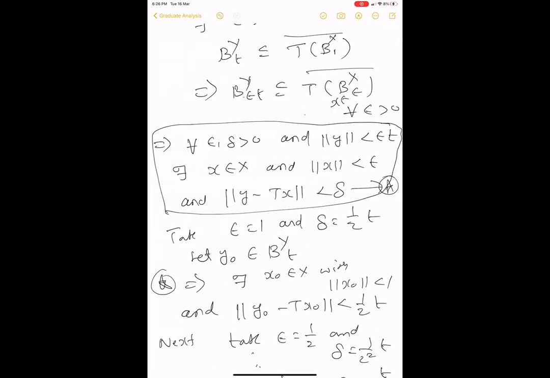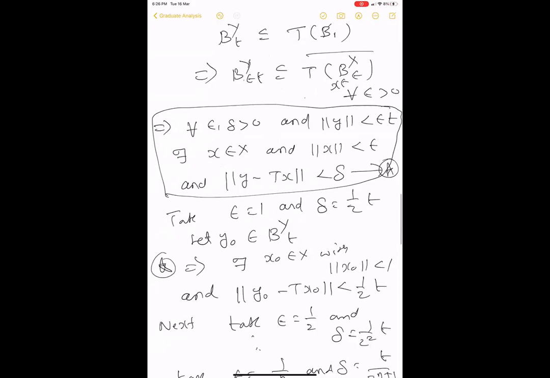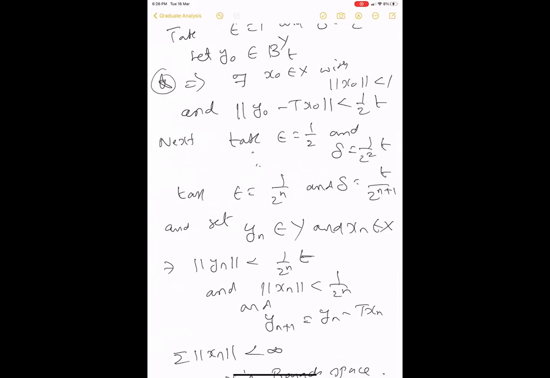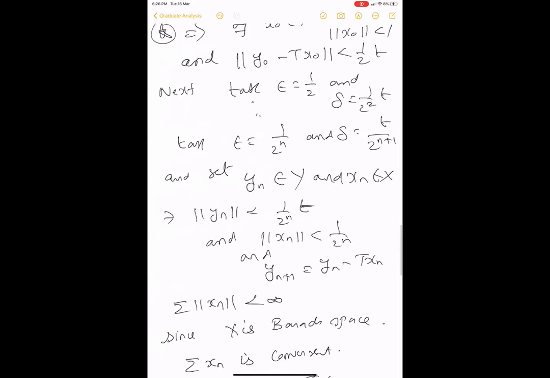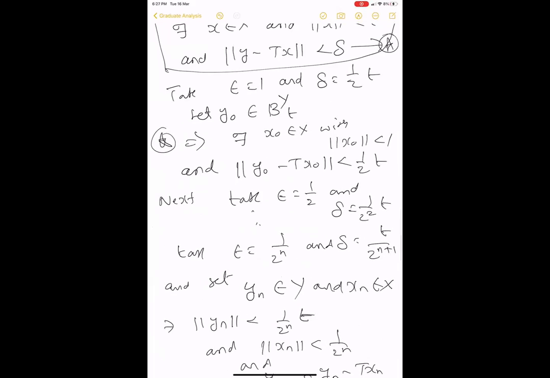Now I have taken epsilon equal to 1 by 2 power n and delta equal to 1 by 2 power n plus 1 t, and used the Banach space property so that some sequence is convergent, to map this y naught to something as t of something. I mean, it will get mapped to something, but it's t of some nice ball.